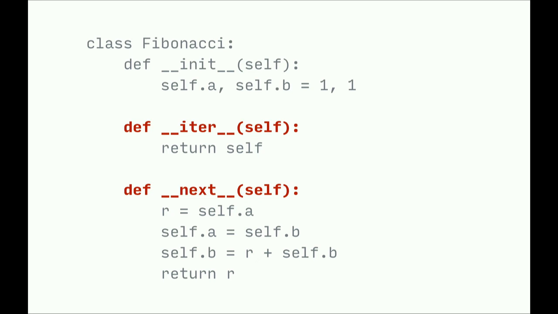Fibonacci, just to go full steam ahead with the trivial examples. Here it's an iterable because it implements dunder iter, and it's also an iterator because it implements dunder next.